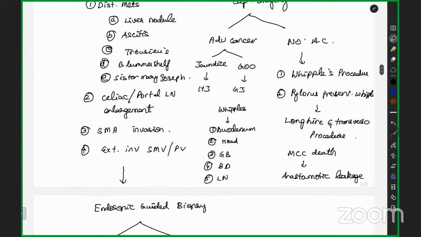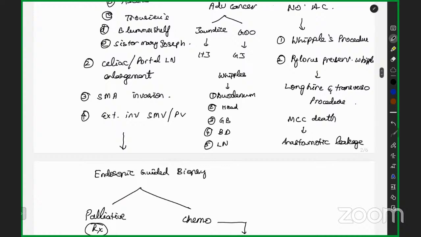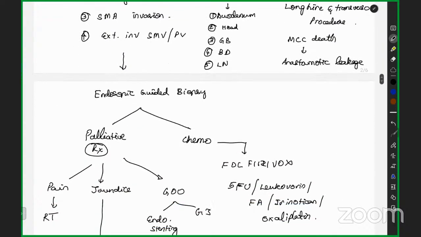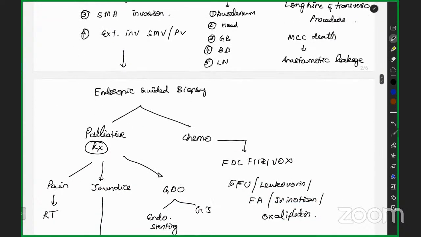In all these conditions, I'm going to go for the next step, that is endoscopic guided biopsy. After doing the endoscopic guided biopsy, I'm very sure that this is an advanced cancer. It cannot be treated as such. So I can go for two options. One is going to be palliative treatment. Second is going to be chemotherapy.